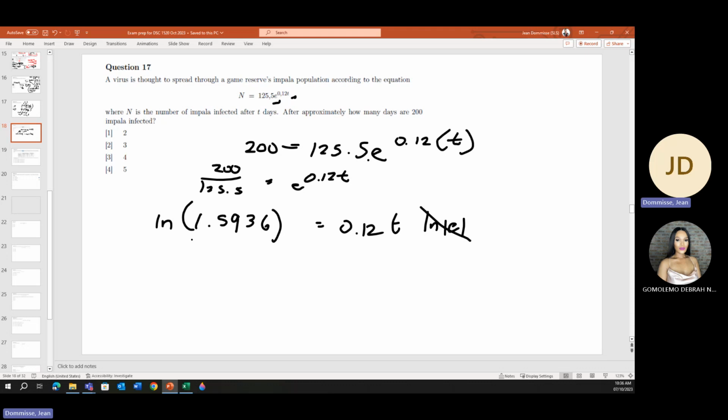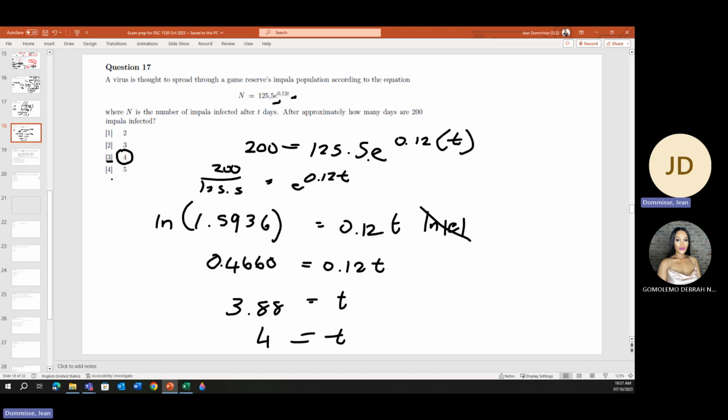So we've got log of 1.5936, which I have as 0.4660. That is equal to 0.12 t. So if I divide that by 0.12, I get t equal to 3.88, and then to the nearest day, rounded off, that gives me 4.